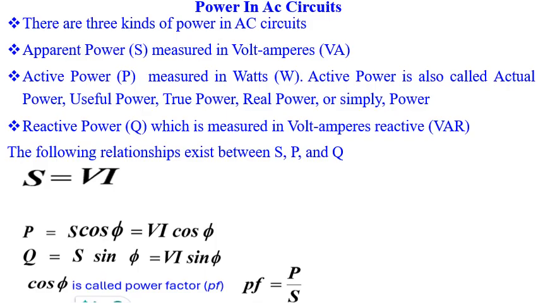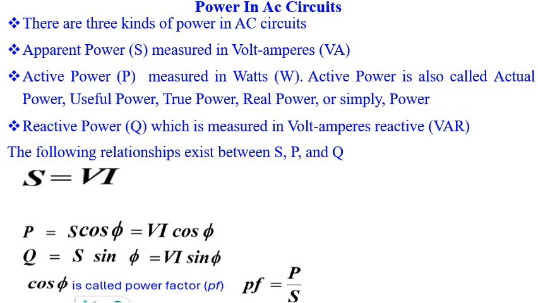So to start with, we have power. We have many kinds of power in AC circuits. We have apparent power, real power, and reactive power. These are the three kinds of power in an AC circuit.